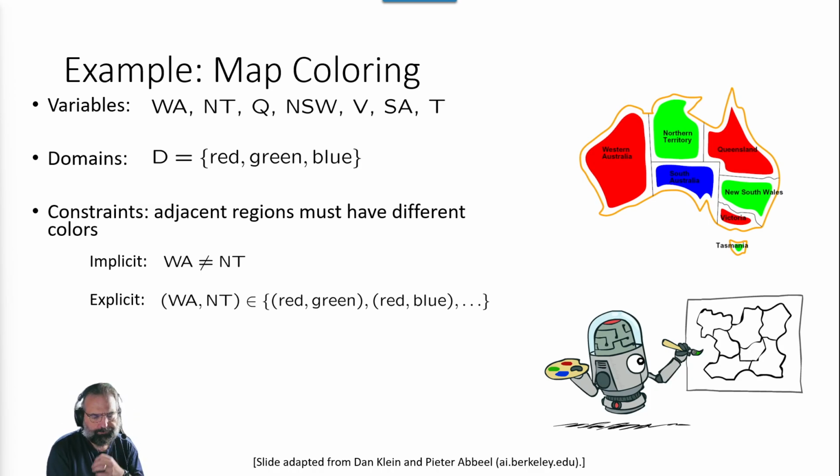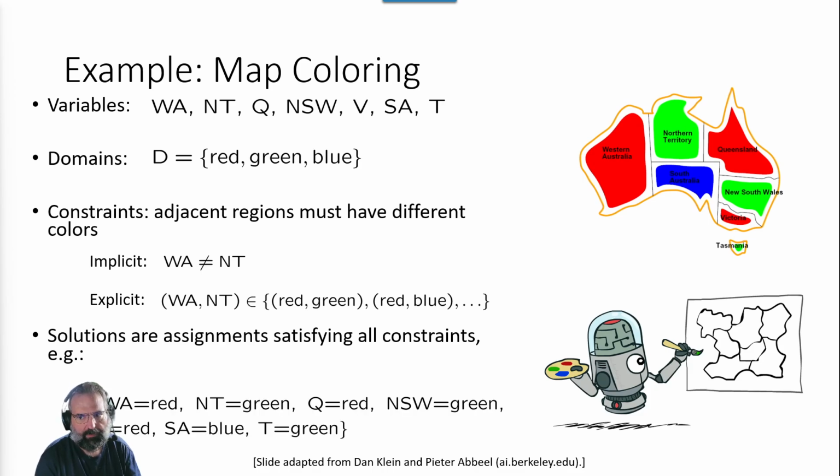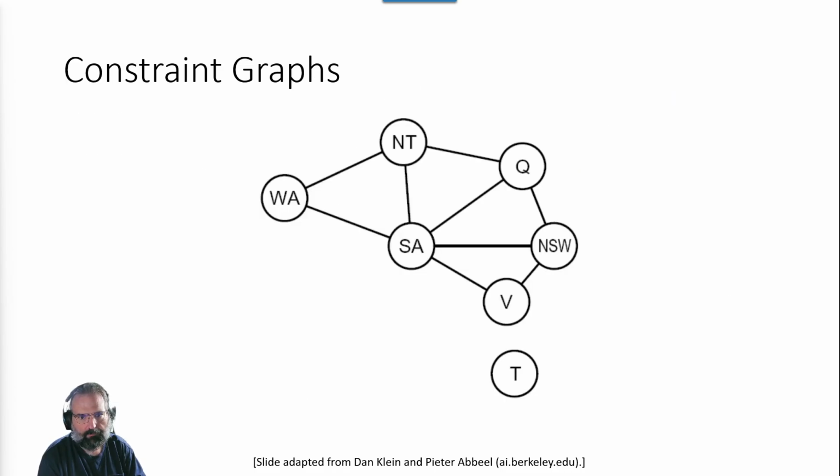Explicitly, WA and NT are made up of the colors, and you come up with the enumeration of the possible colors. Solutions are assignments that satisfy those constraints. A solution is any set of colorings upon those domains, those nodes in this graph, essentially, that don't break the rule, so no adjacent items have the same color. A solution is presented on the screen there. You can see that no two things touching have the same color, and they're all colored with a color.